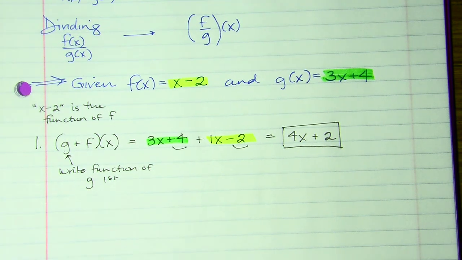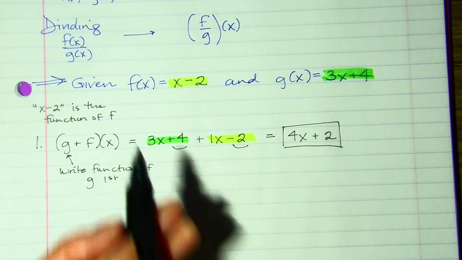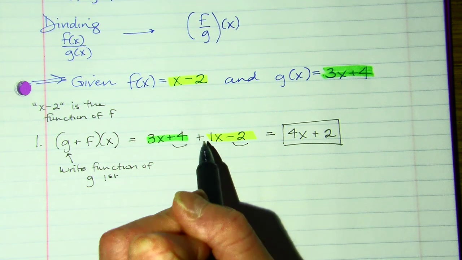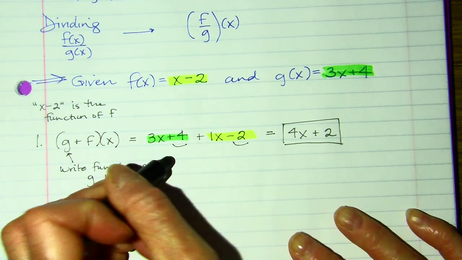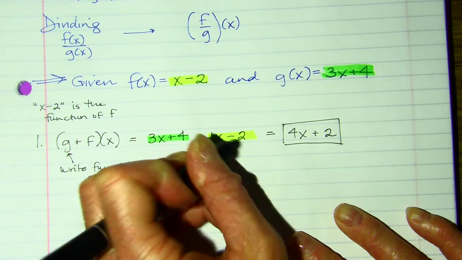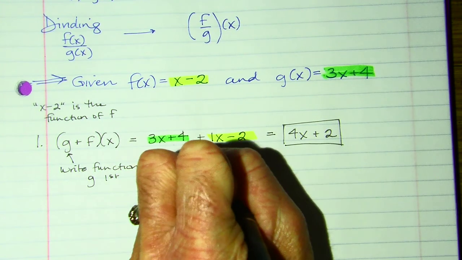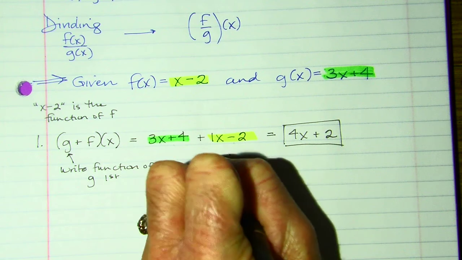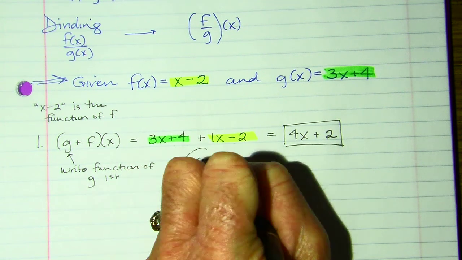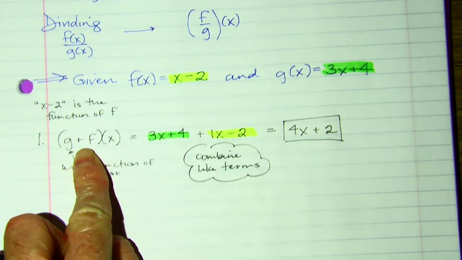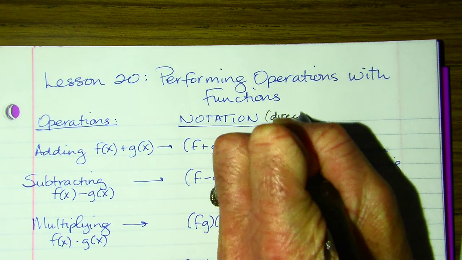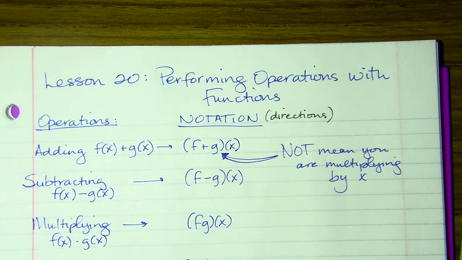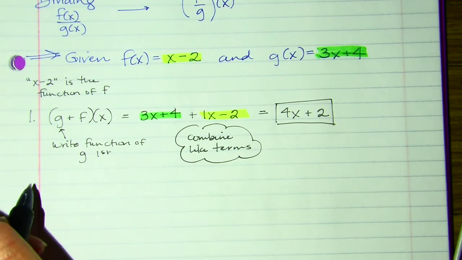Not that bad, right? This looks confusing, but this is asking us to write the function of g, which is here, plus the function of f, and then we combine like terms. So think of this notation as directions. Notation is a fancy way of saying what they're asking you to do, the directions, if they're asking us to add, multiply, subtract, or divide. So let's try another one.